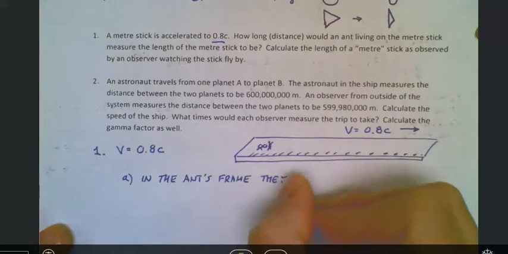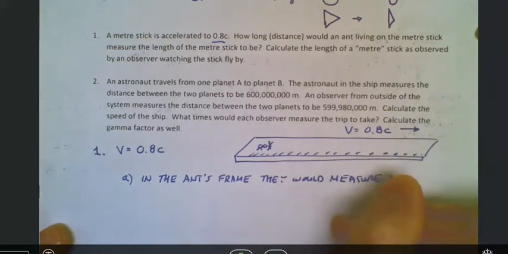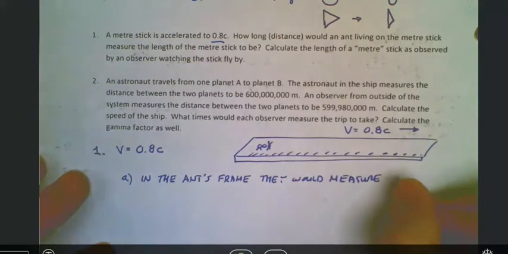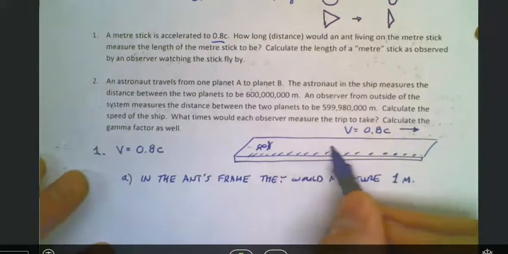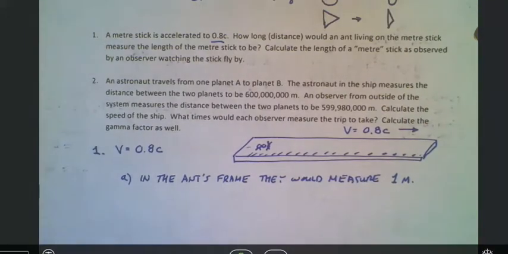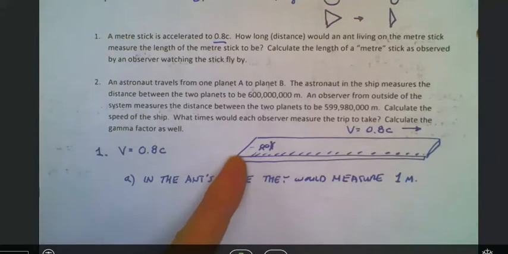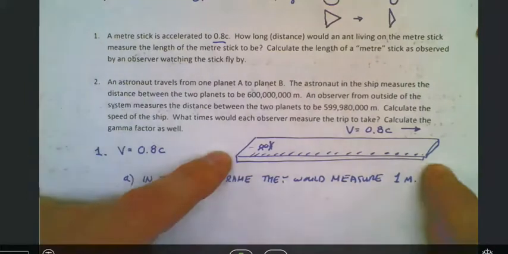They would measure 1 meter. So if the ant walked from this end down to this end, they would conclude that the length of this stick was 1 meter, because they're stationary with respect to the meter stick moving. If this meter stick was traveling from planet A to planet B, the distance between planet A and planet B would be shorter than someone outside watching would see, which is fine. But on the ship itself, the ship would appear normal.